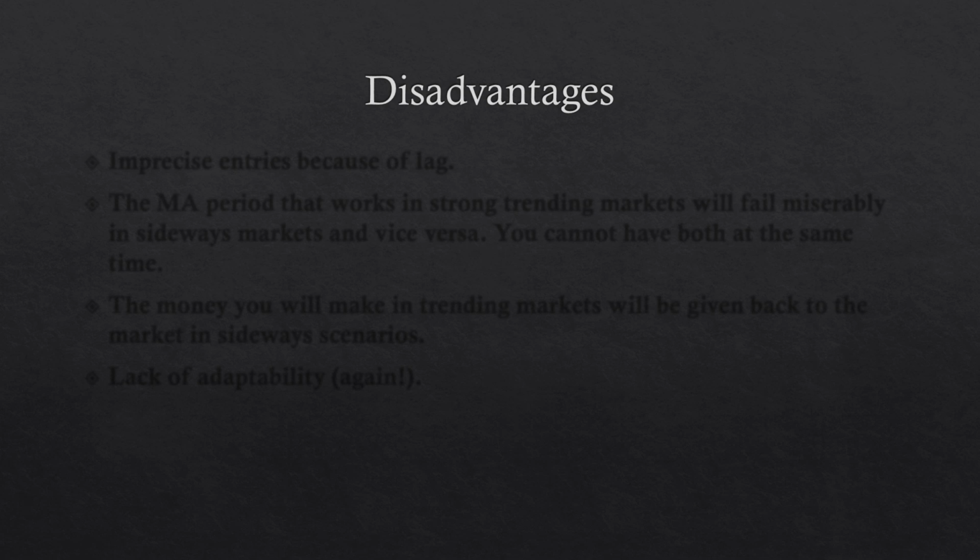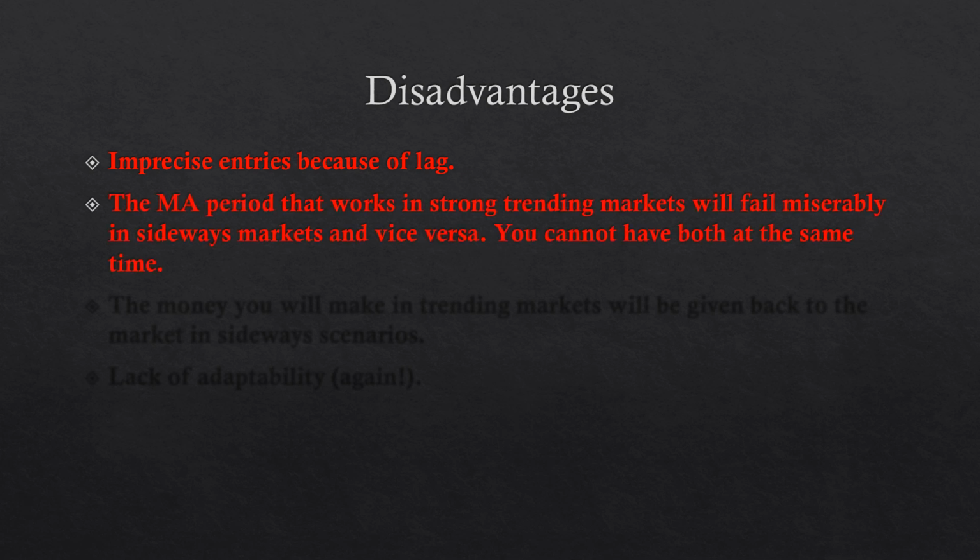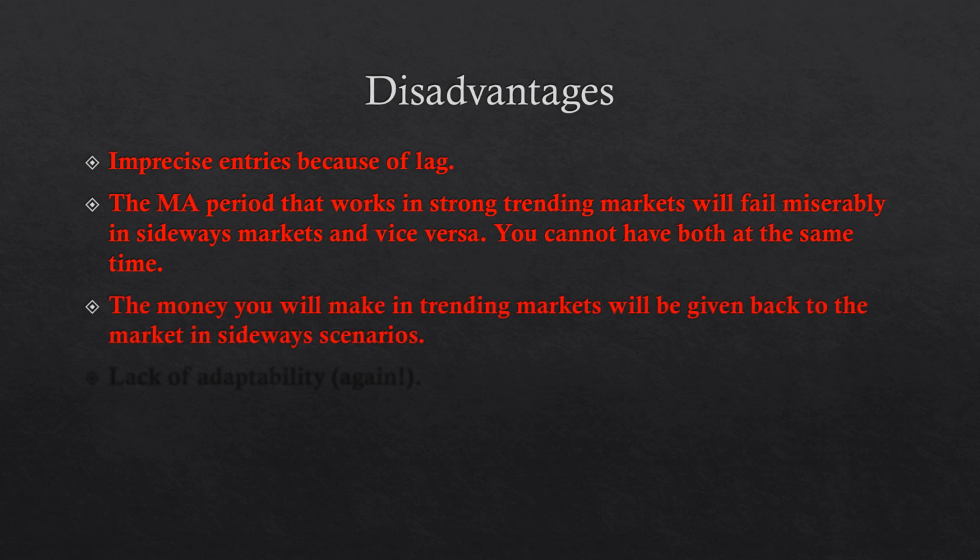The first disadvantage is that there is quite a bit of lag in moving averages, so entries will always be imprecise. Another disadvantage is that the moving average period that works in strong trending markets will fail miserably in sideways markets and vice versa. The problem here is that we cannot really know when trends will turn into sideways markets or when sideways markets will turn into trends. That basically means that the money you will make in strong trending markets will be given back to the market in sideways scenarios. That will put you in a relentless roller coaster where you believe that you have a winning system only to find out later that the system was terrible. Once again, the problem here is the lack of adaptability of moving averages or any linear indicator for that matter.